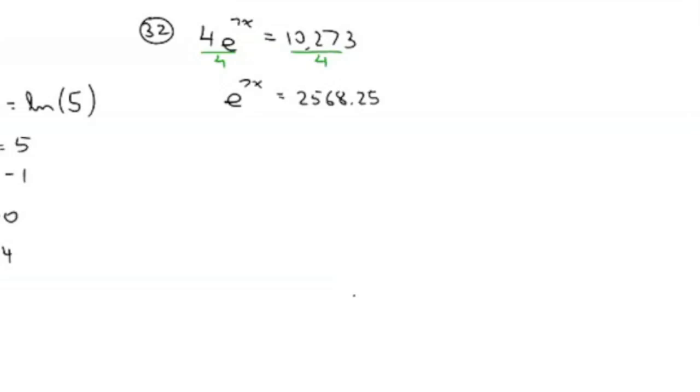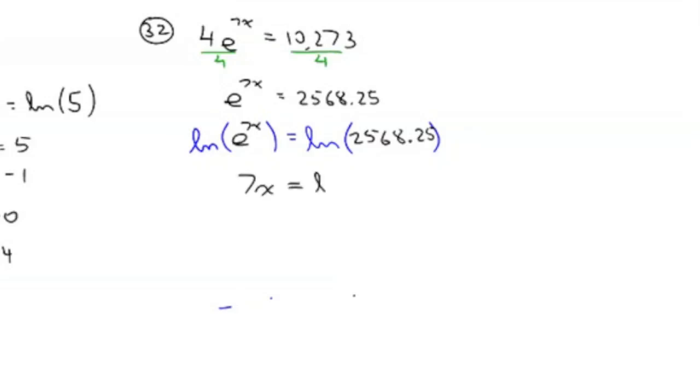Okay, now what? ln it. So ln both sides and see what happens. What would e to the 7x become? Put an e to the 7x here, and that would become 7x. That's the nice part. So if you ever have an e function, you want to use ln. This just becomes 7x because they're inverse functions.